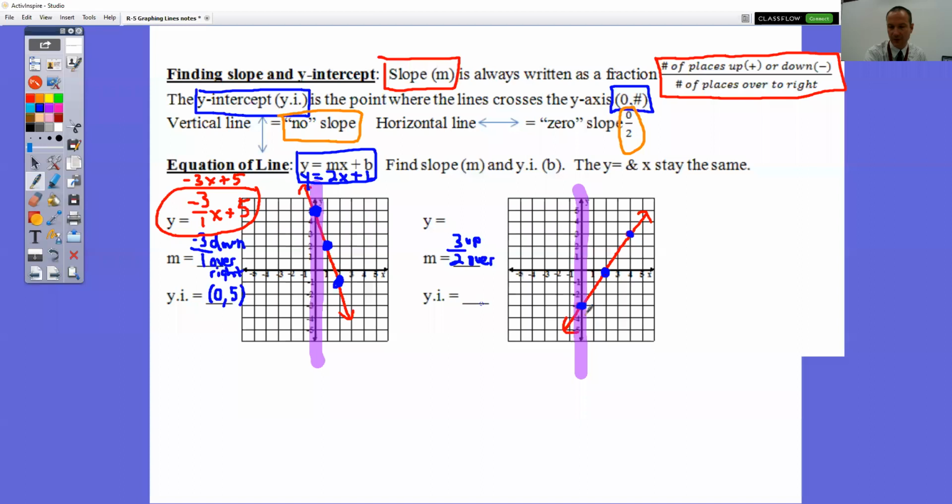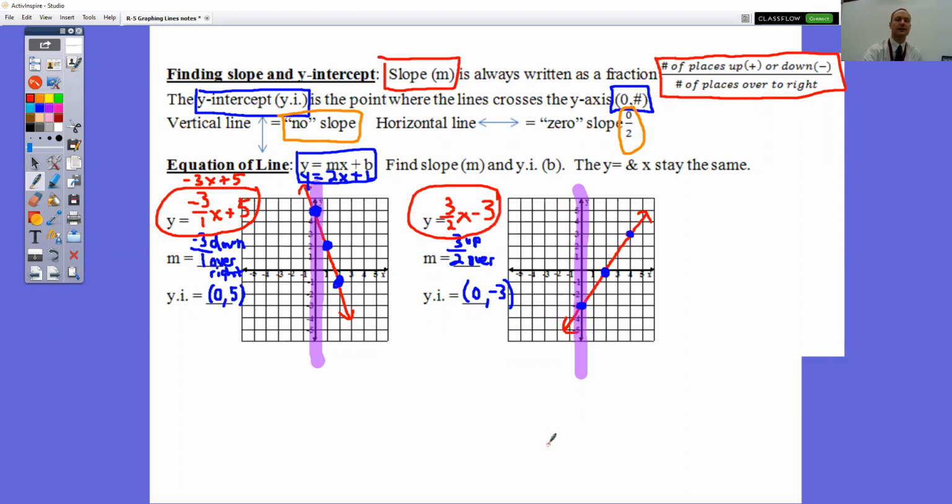Our y-intercept is where the line crosses the y-axis. The line crosses the y-axis right here at -3. So it is (0, -3). When we go to write our equation, we've got to smush those two answers together. So our slope, 3 over 2, goes in front of our x. And then we have a -3 here, so we're going to write -3 after the x.